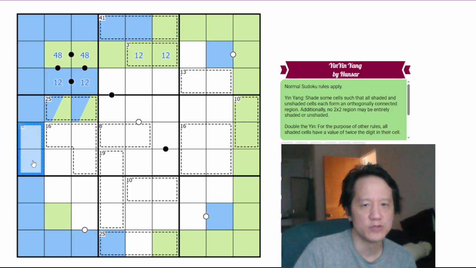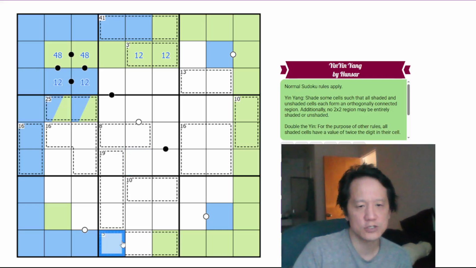These are doubled in value. These are not. So these two must add up to 8. Only one of these is doubled. We're not sure which. This is doubled. This is not doubled. We don't know about this one.